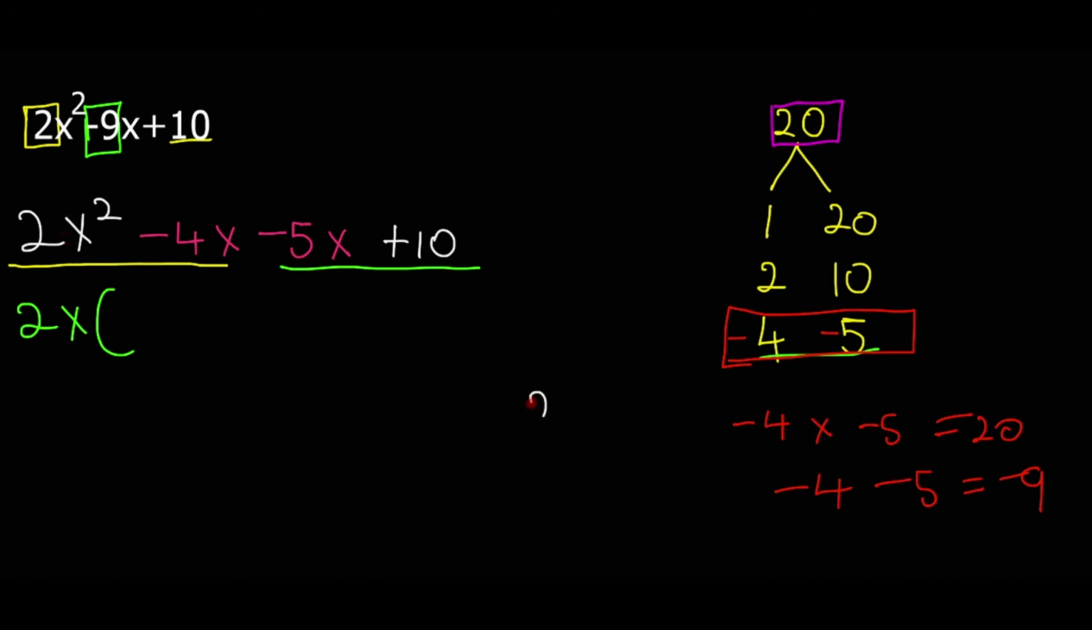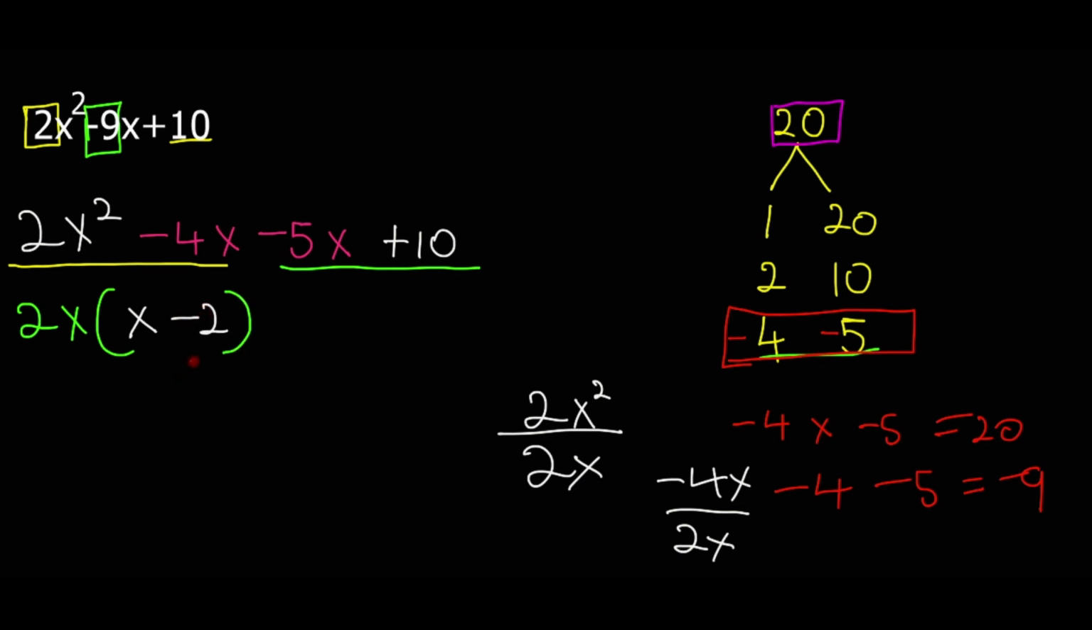2x squared divided by 2x is x, and then minus 4x divided by 2x is minus 2. And then now we are done with the first 2 terms. Now we will look at the last 2 terms.